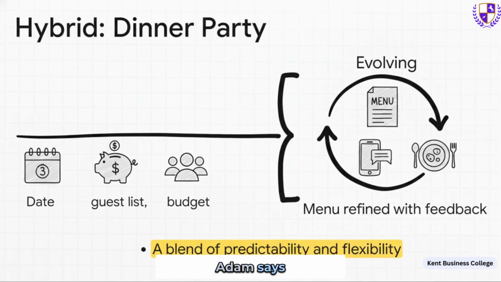And finally, Adam says, the hybrid life cycle is like hosting a dinner party. Some things are totally fixed and linear. The date of the party, the guest list, your budget. Those are non-negotiables. But the menu? That's iterative. You might text your guests to ask about allergies or preferences, and you adjust the dishes as you get that feedback. It's this beautiful blend of a predictable structure with a flexible, evolving product.